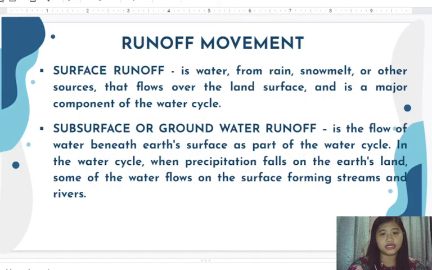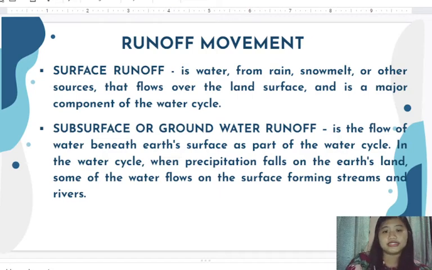Next, there are two types of runoff movement, the surface runoff and subsurface runoff. Surface runoff is the water from rain, snowmelt, or other sources that flows over the land surface and is a major component of the water cycle. Surface runoff can be described as water flowing over soil, vegetation, or other ground cover instead of infiltrating to the underlying soil.